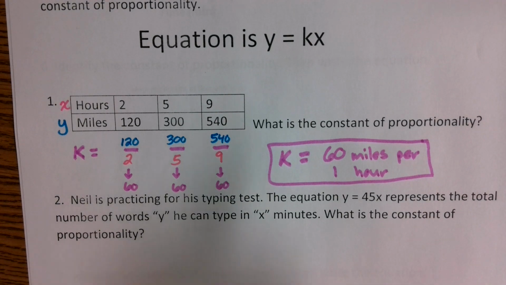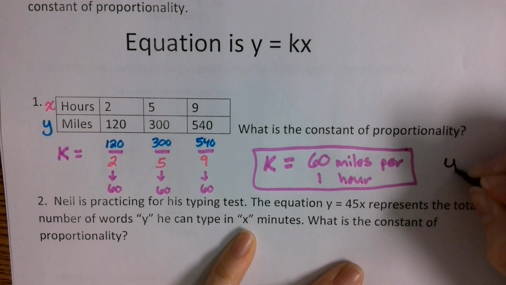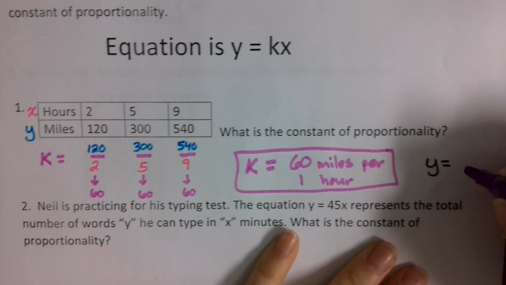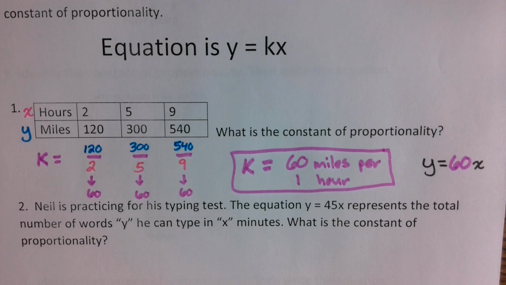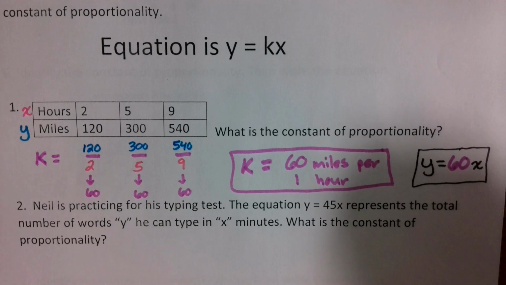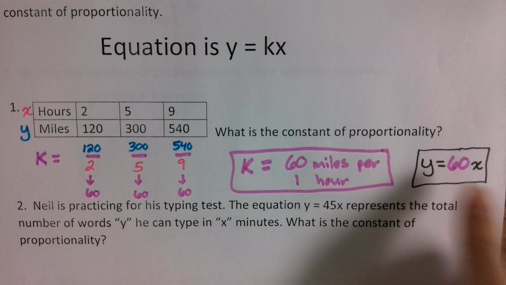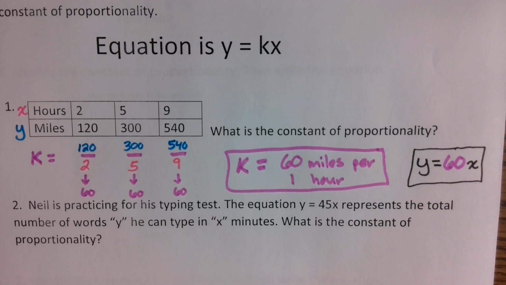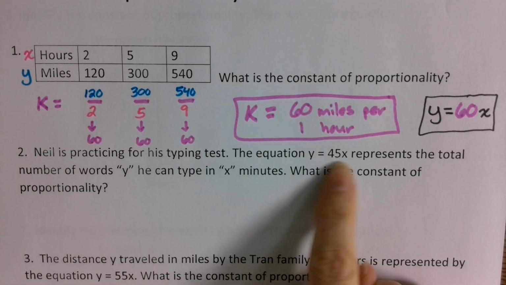Now, if I were to go ahead and write this as an equation, my equation would literally be y equals 60x. And that's it. That's your equation. Which is really simple when they give you an equation and they just say, hey, what's the constant of proportionality? If it's set up like this, then your constant of proportionality is the only number that you see. That's it.